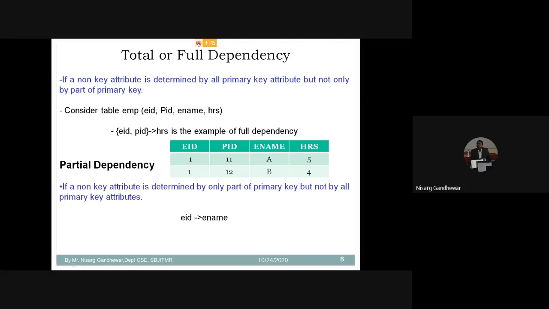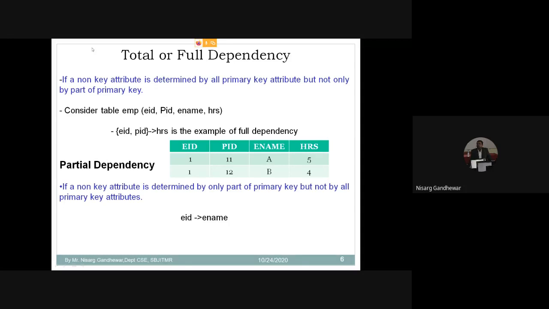PID. PID is a primary key. Suppose I have PID as 11, and again suppose one more row is there for the same project. Is it necessary that in one project only one employee should work? No, it is not necessary. In a single project, more than one employee can also work. So in that case, you cannot take PID as a primary key.